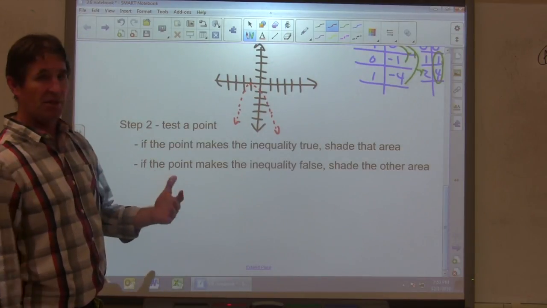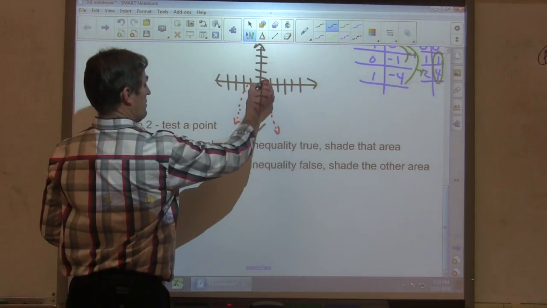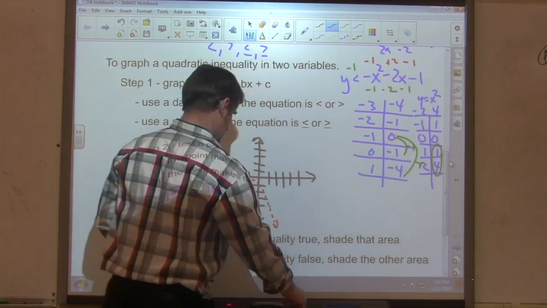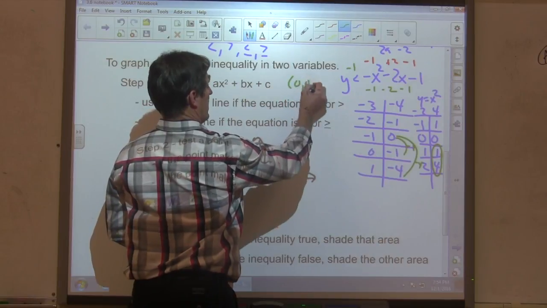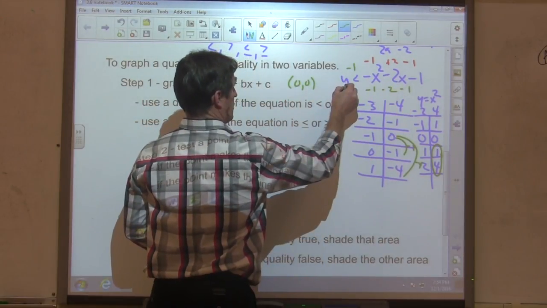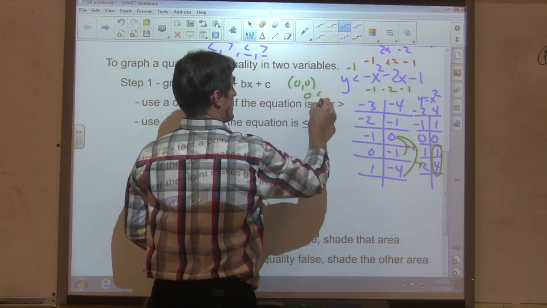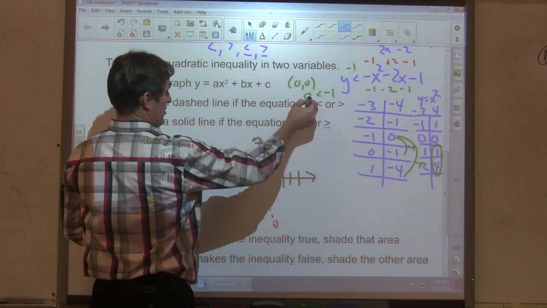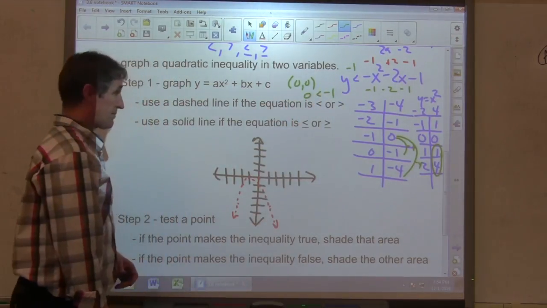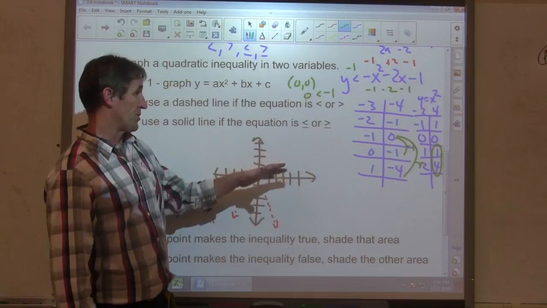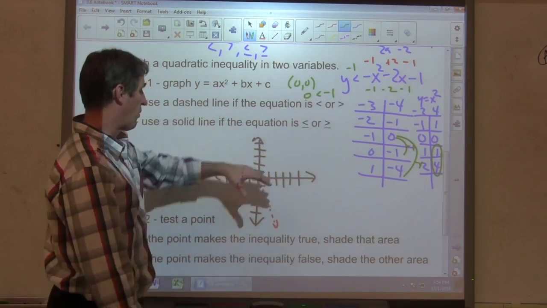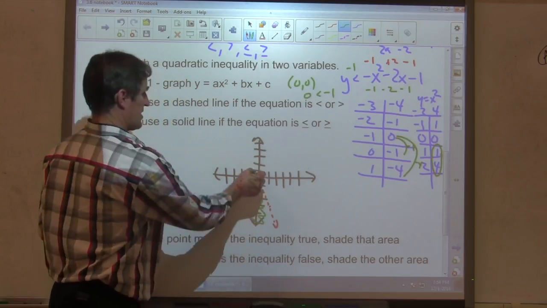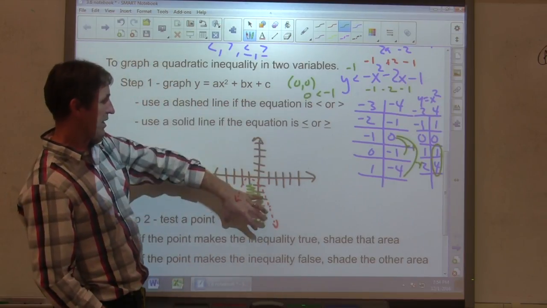But I just find it's easier most of the time to pick the value (0, 0). And so if I pick the value (0, 0) and I plug it into the expression, well, this would be 0 is less than, well, that'd be 0, 0, and negative 1. And you just ask yourself, is 0 less than negative 1? If it is, then I would shade where (0, 0) is. But it's not true, so I don't want to shade where the (0, 0) is. I want to shade opposite that, so inside. Since the (0, 0) was outside and it doesn't work, I shade inside.